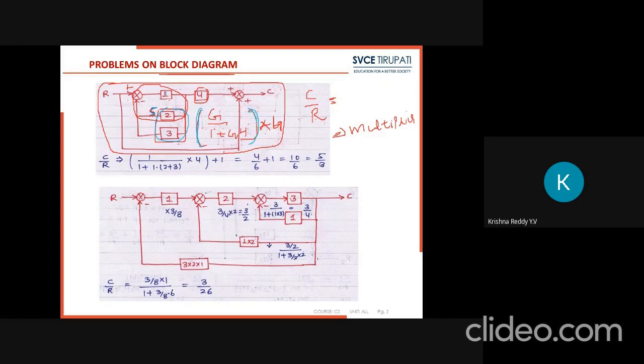This system is in series with block 4. Then we are getting this. After that, this entire system is in parallel with the gain 1. Here it is gain 1. That's why I am adding plus 1. Finally, the output is 5 by 3 times its input, or output divided by input is equal to 5 by 3.